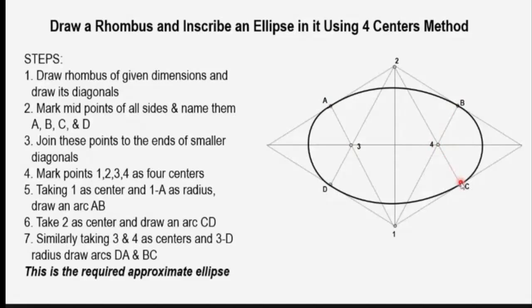So this is the required approximate ellipse. Actually it is not an ellipse, but it is actually 4 arcs of circles. So this is not an ellipse, but it is an approximate ellipse, and this can be drawn very quickly. So we can draw an ellipse using this method if we do not require a perfect ellipse. If we require a perfect ellipse, we cannot use this method.